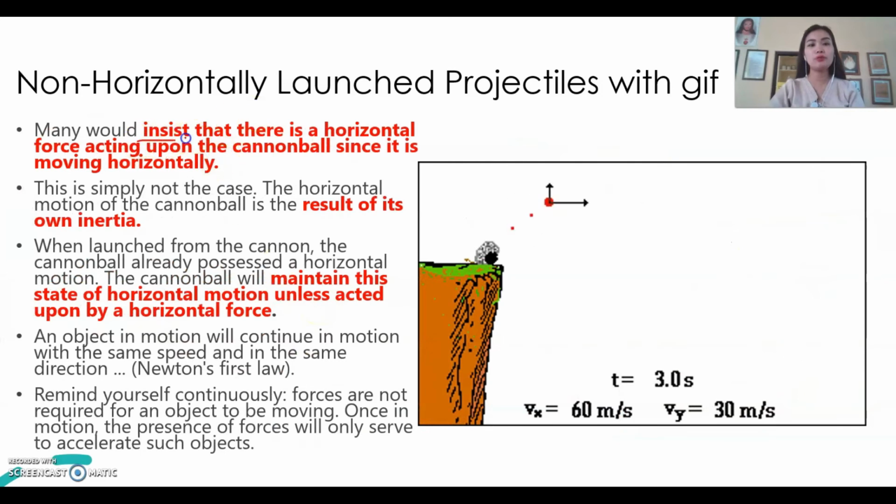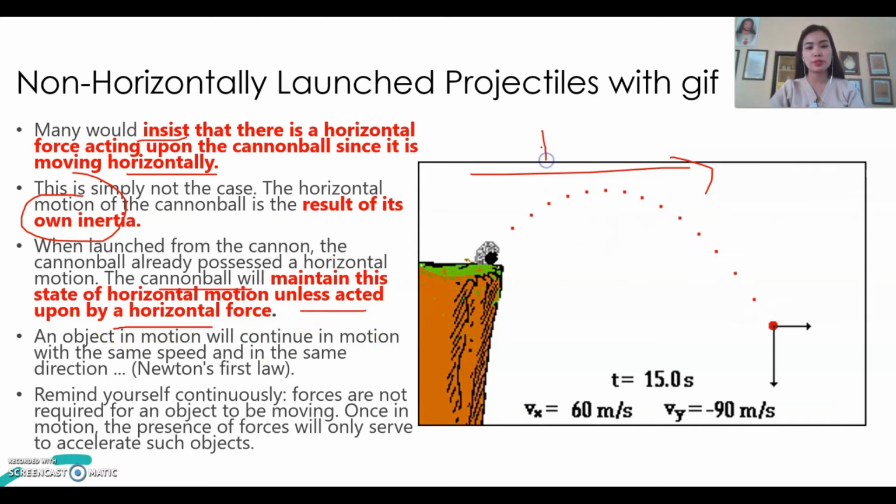Okay, now, many of you will insist that there is a horizontal force acting upon the cannonball since it is moving horizontally. But that is not the case. It is the result of its own inertia. Take note that the cannonball will only maintain this state of horizontal motion unless acted upon by a horizontal force.